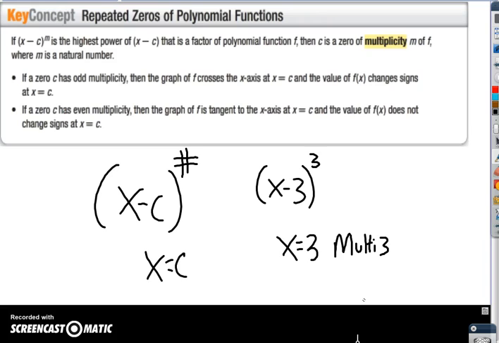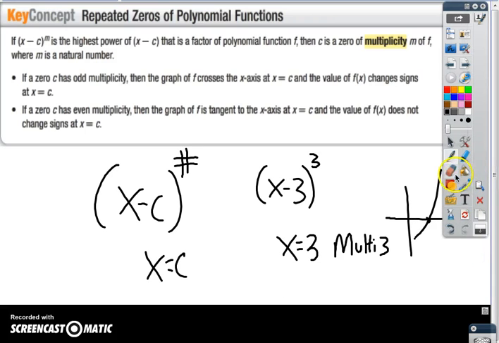Now, what does that mean for us? Well, it's going to affect us graphing later on. If my zero has an odd multiplicity, like this one did, then my graph of f crosses the x-axis. That means it crosses the x-axis as such. No big deal, right? However, if a zero has an even multiplicity, then the graph of f is tangent to the x-axis, and the value does not change sign. Well, what does that look like?